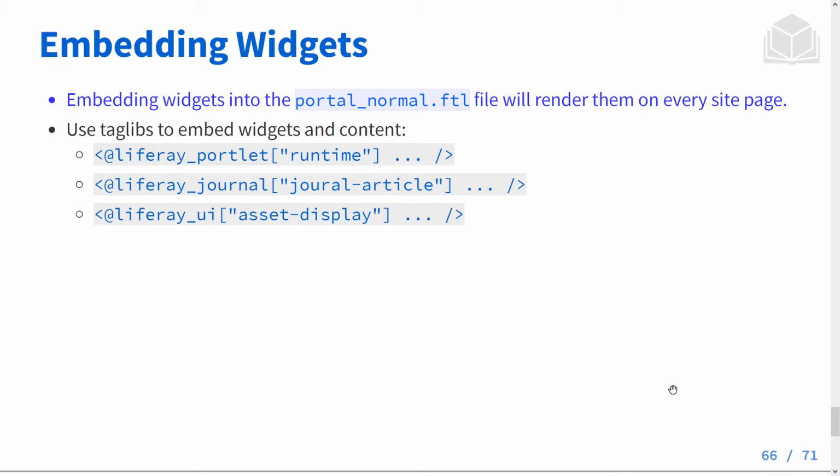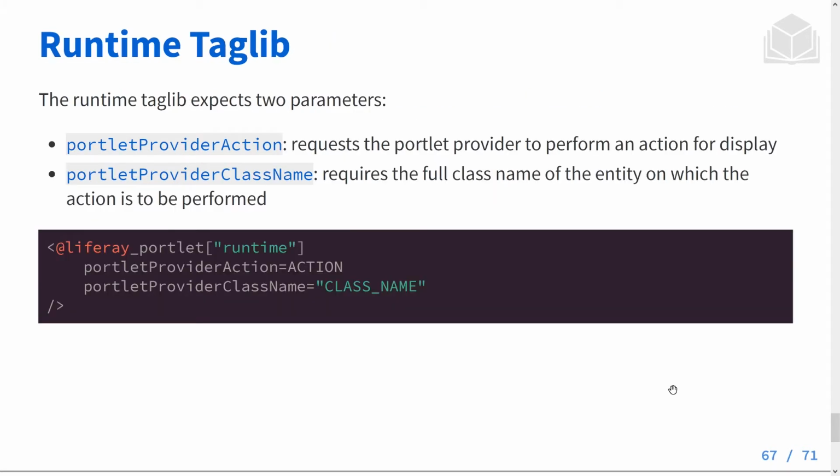Putting them in your portalnormal.ftl will make them appear on every page. You can use taglibs to embed widgets and content. Here are some example widget taglibs: Liferay Portlet Runtime, Liferay Journal Article, and Liferay UI Asset Display. Here are the ways you can use these taglibs.